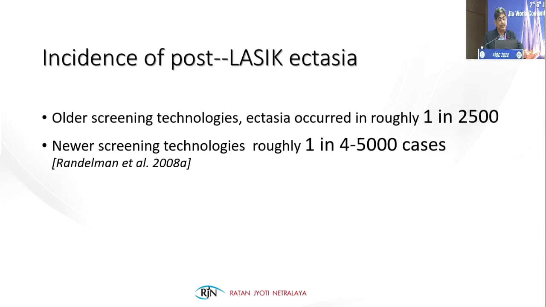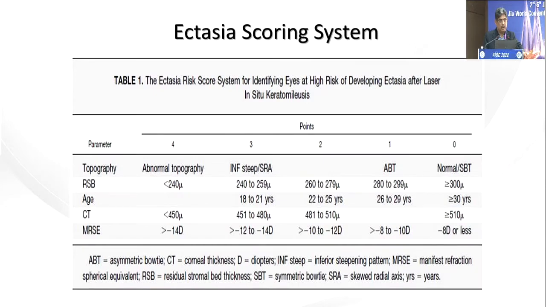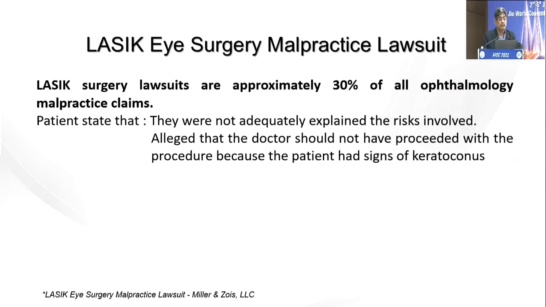So what is the incidence? In the earlier days, when the screening technology was not that advanced, the incidence was 1 in 2,500 cases. With the newer screening technologies like Pentacam and all, it has come down to 1 in 4 to 5,000 cases. And now I think we are very, very cautious. So that has reduced, that is even less, I suppose. There is an ectasia scoring system. I think Dr. Bharti has already spoken over this, and I will go further.